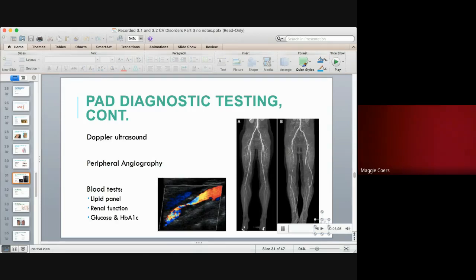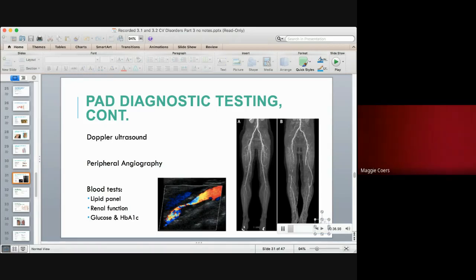So we can do a Doppler ultrasound, and this is just like the cardiac Doppler that we talked about, and it watches the blood flow through the lower extremities. We usually use the femoral artery in the groin, where the blood flow is usually decreased, and behind the knee also. Those are the two most common places that we would look at on the Doppler ultrasound.